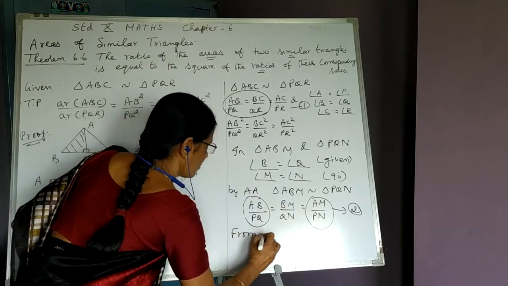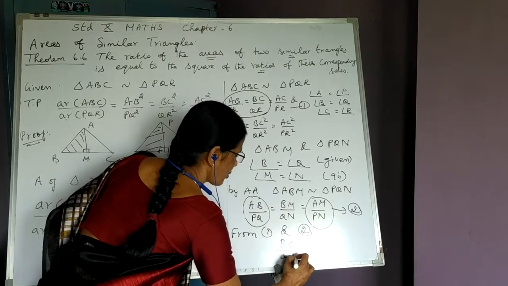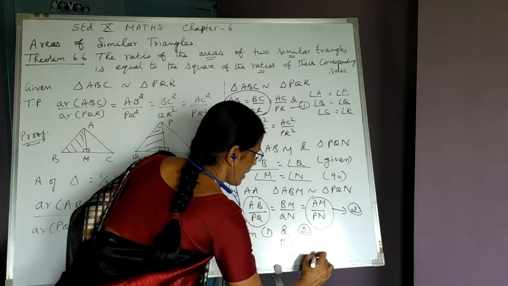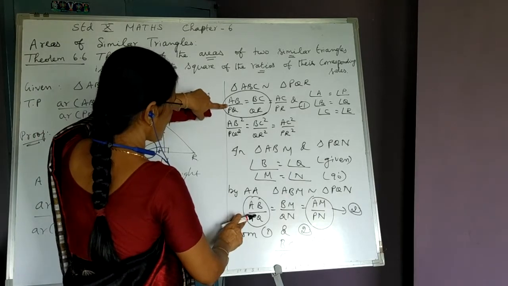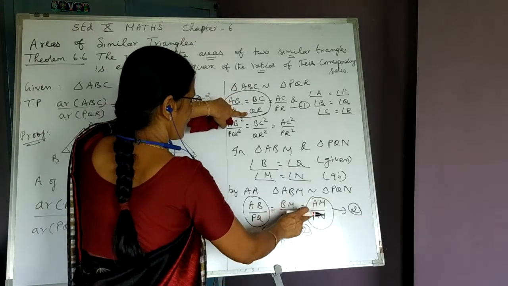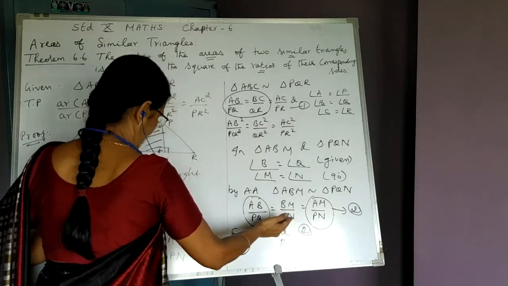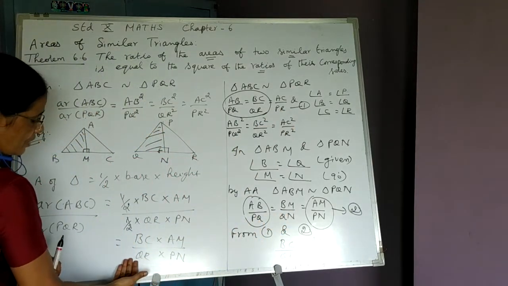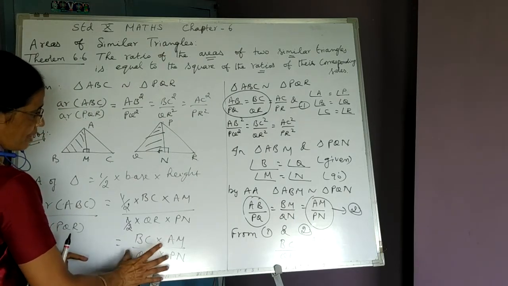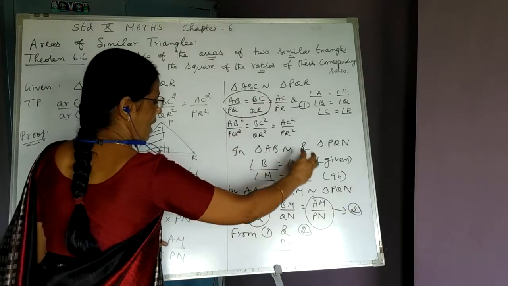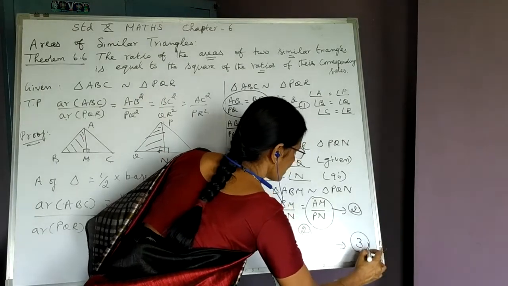Therefore, from results 1 and 2, we get BC upon QR is equal to AM upon PN. Hope you understood. The same ratio is equal to BC upon QR and AM upon PN. You may think why this is not taken. Look at the required result here. Here we want the relation between BC and QR, AM upon PN. Therefore, we are targeting to prove these two are equal. This I name as result number 3.